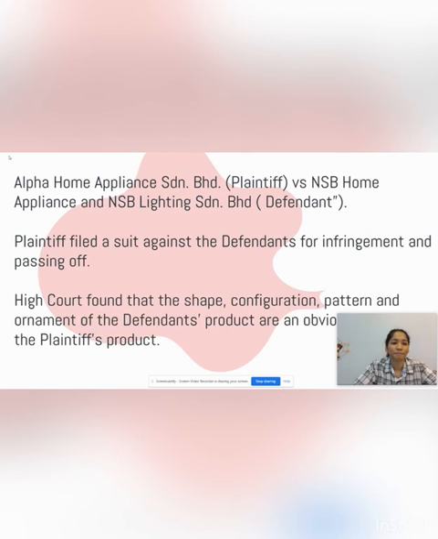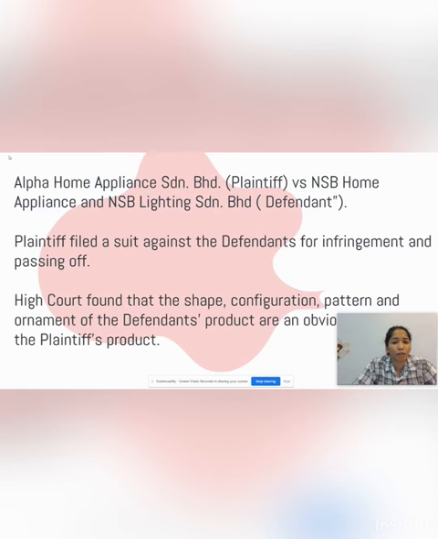Case study. In the case of Alpha Home Appliance Sdn Bhd versus NSB Home Appliance and NSB Lighting Sdn Bhd, the High Court allowed the plaintiff's claim and the defendant's counterclaim was dismissed with costs.